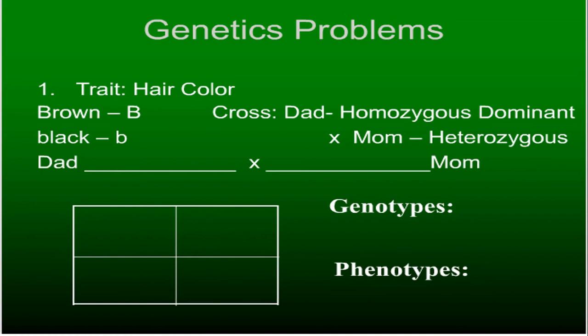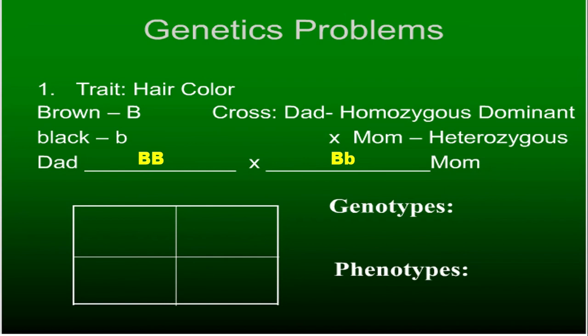Again, the dominant trait is brown and the recessive trait is black. You have to cross the parents wherein the dad is homozygous dominant and the mom is heterozygous. Homozygous dominant means the dad should be expressed in both capital letter B. And heterozygous this time is one written in capital letter and the other written in small letter.